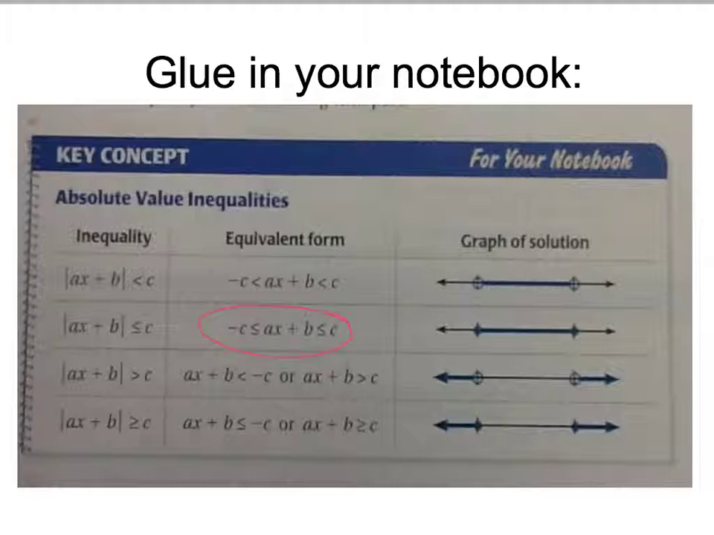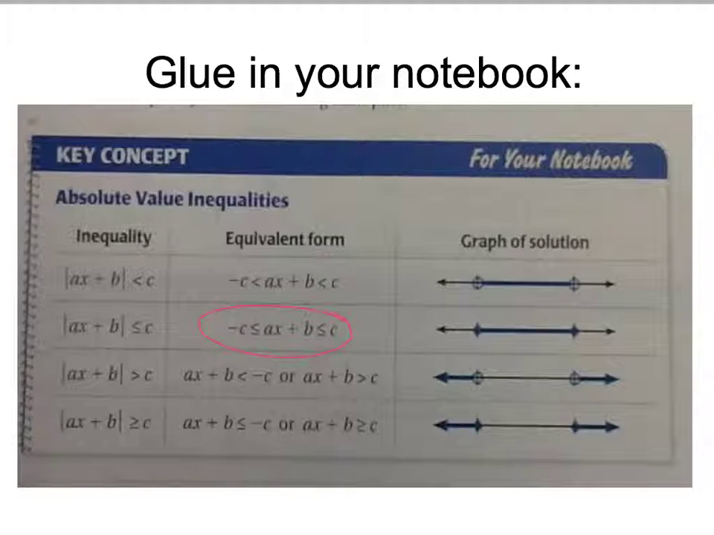You take the negative of whatever this number is, put it here, put what's inside the absolute value in the middle, put this value here on the right, put the inequality signs in between, and then you solve it for x, and you're done. Now, that's when there's a less than, an equal to, or a less than, because it's going to make this kind of graph every time. Whenever you have a greater than or greater than and equal to, it's a little bit different.